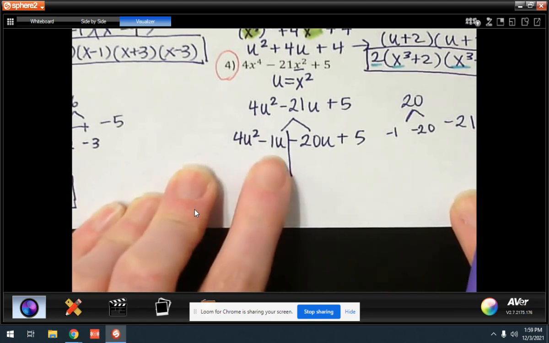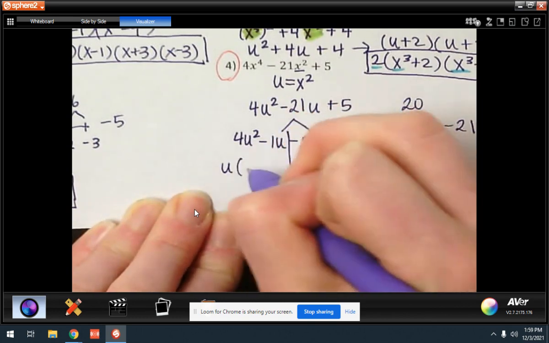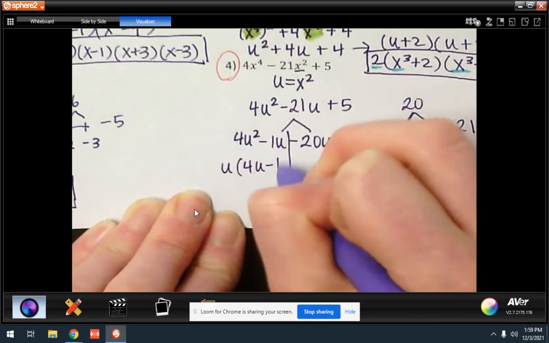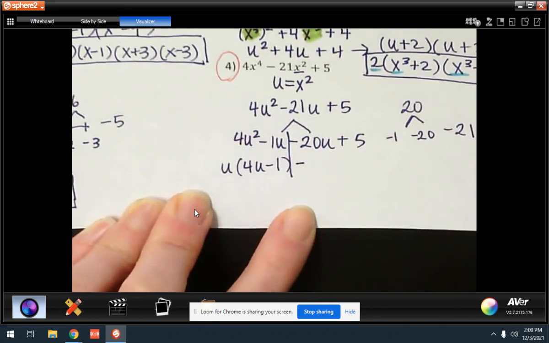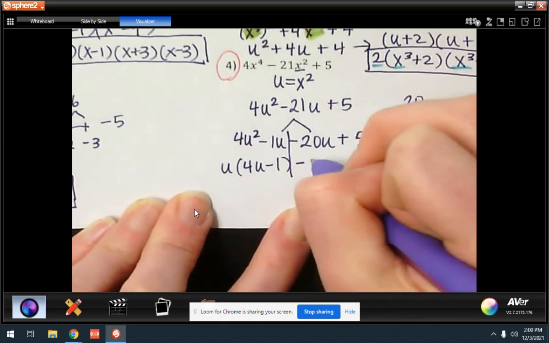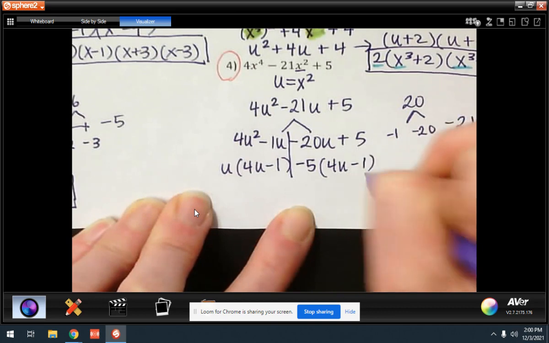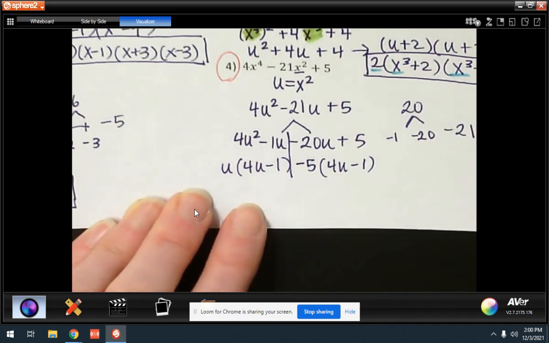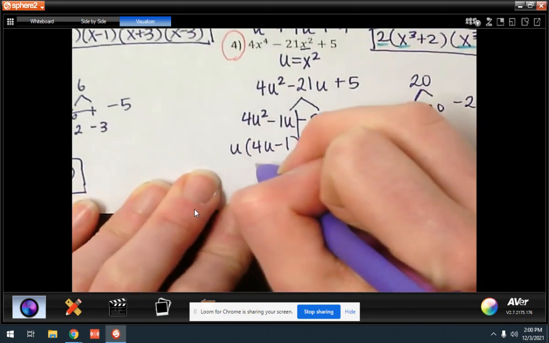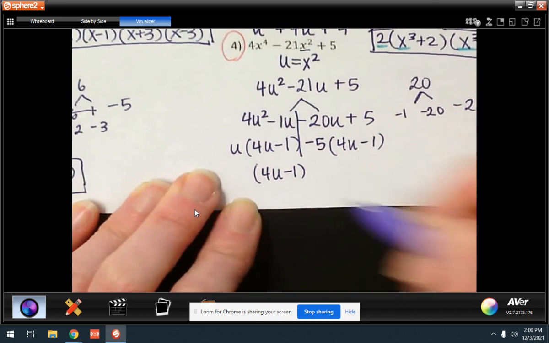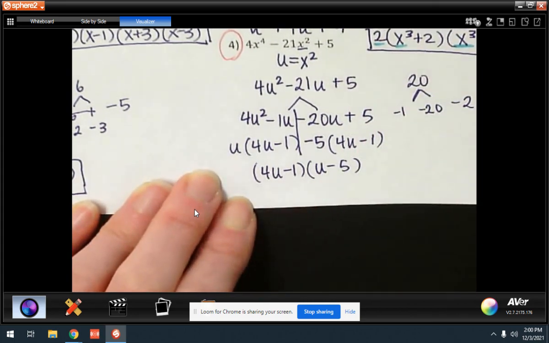Okay, so out of the first pair, I can get a U, which leaves behind a 4U minus 1. Copy down that minus sign. And they have a 5 in common, leaving behind a 4U minus 1. They match. That means we had the right magic numbers. We factored the GCFs correctly. Everything is good. 4U minus 1 is one of my factors. U minus 5 is the other.